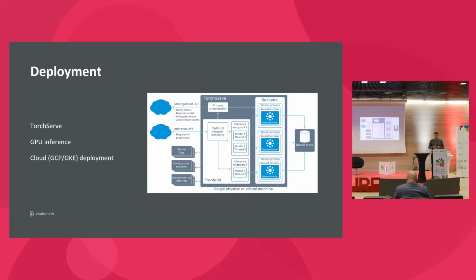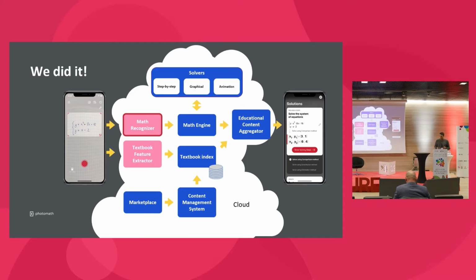To do that, we created a torch-based deployment. And torch is something I do not recommend, but we used it because we tried it, it worked, and we had a tight deadline. I can explain later why I don't recommend it. And we built it on top of GPU-capable nodes on Google's Kubernetes Engine on Google Cloud. And the whole infrastructure looks something like this. As you can see, the match recognizer is only one small thing that we needed to move to the cloud.